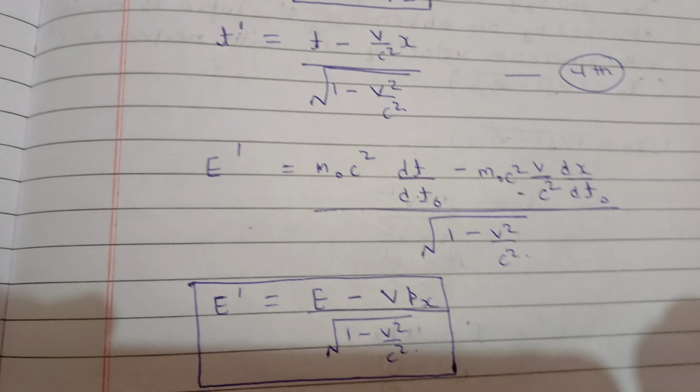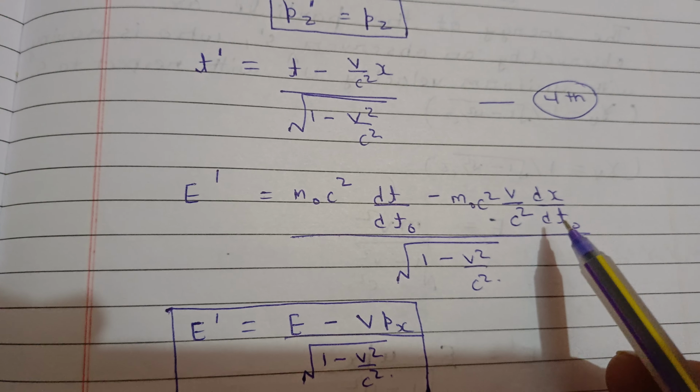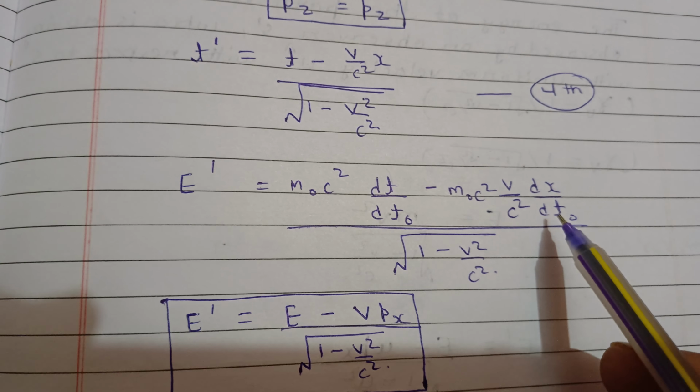That is this. And what is m naught dx by dt naught? That is momentum in the x direction, and c square will cancel out, so it will give us vpx only, and divide, we have a root 1 minus v square by c square. So we can calculate the energy in S prime frame also. That will be given by this formula, E minus vpx divided by root 1 minus v square by c square. This is called our fourth Lorentz transformation equation in the momentum and the energy four vectors.